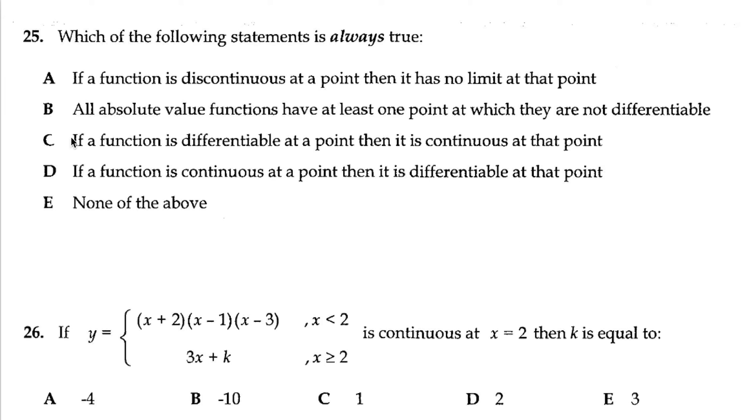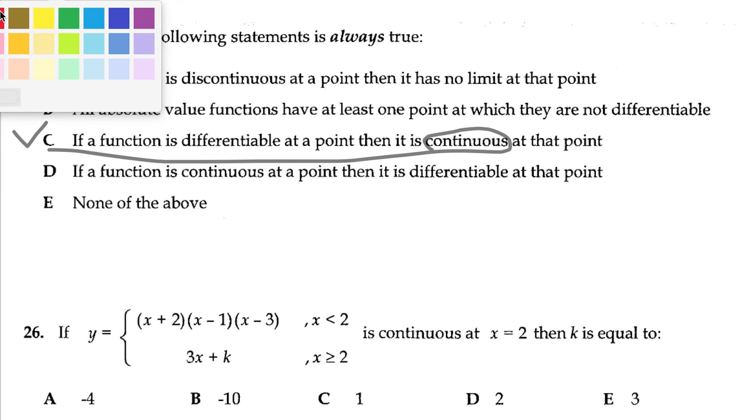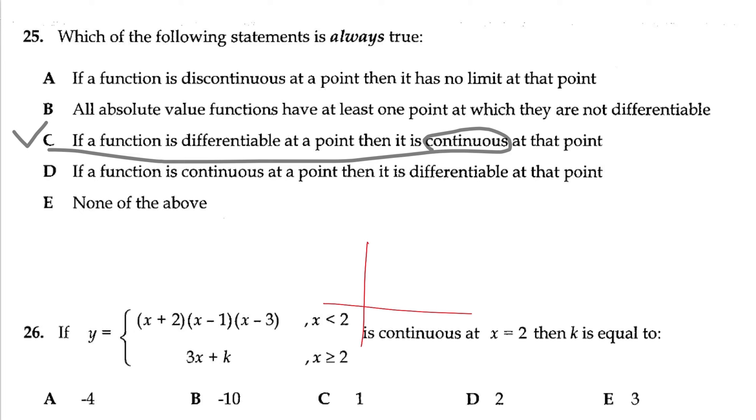Always true is C. If a function is differentiable, then it's 100% continuous. So let's go through A, B, D, and see what's wrong with them. A says, if a function is discontinuous at that point, then it has no limit. Discontinuous and limit are not the same. Remember we said it could be discontinuous, but you could still have a limit. We talked about one example at the beginning, x minus 2 squared.